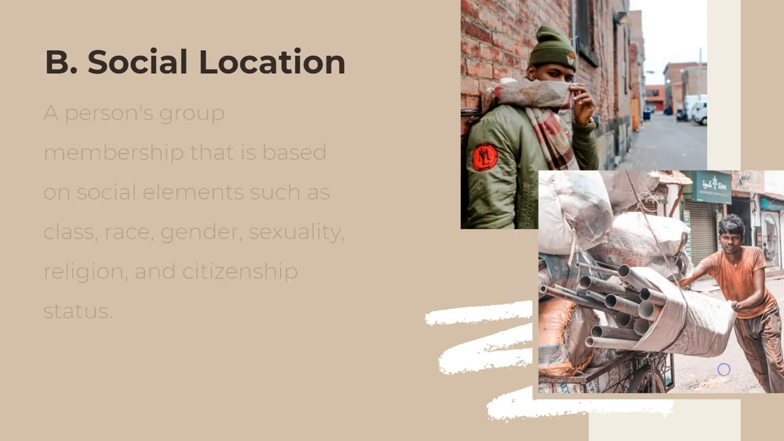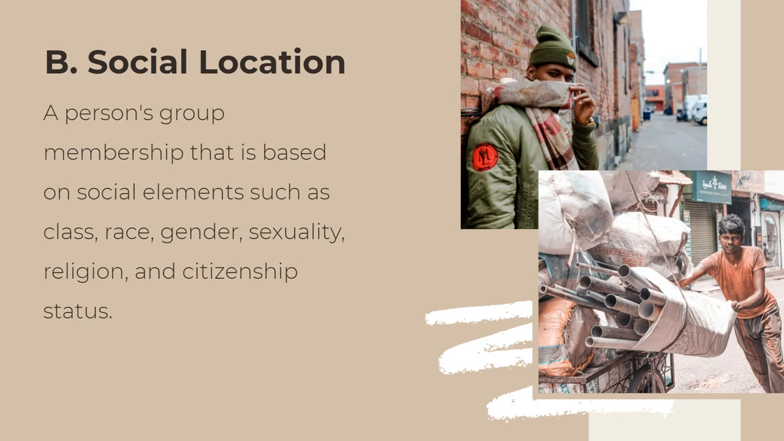So social location is your membership, right? That is a particular group that is based on certain social elements, such as, and again, this is not an exclusive list, class, race, gender, sexuality, religion, and citizenship status. So some of these social elements, if not all of them, are socially constructed. So what that means is humans create them, right? And this includes class, race, actually, some people will say, nearly all of them.